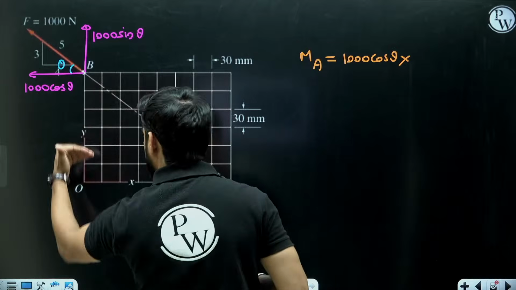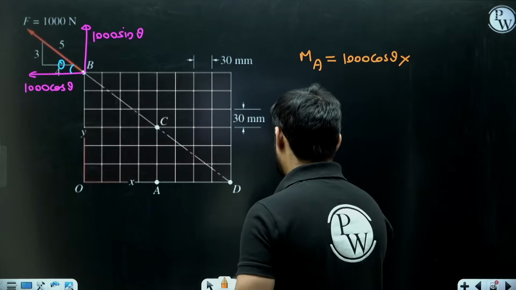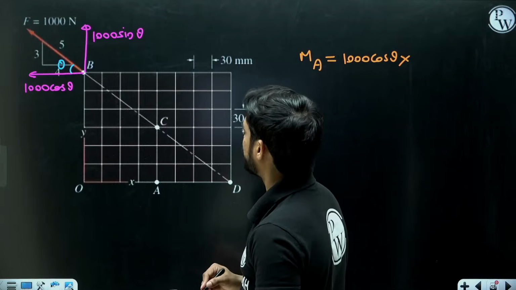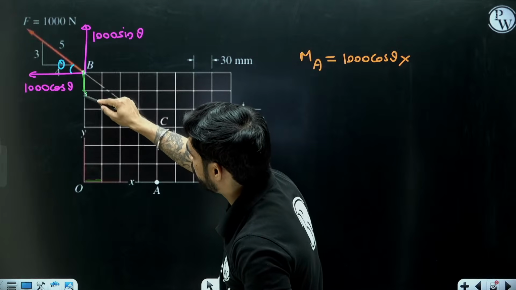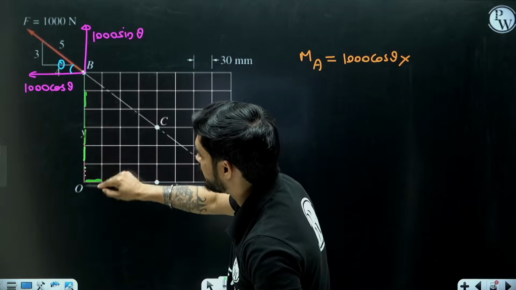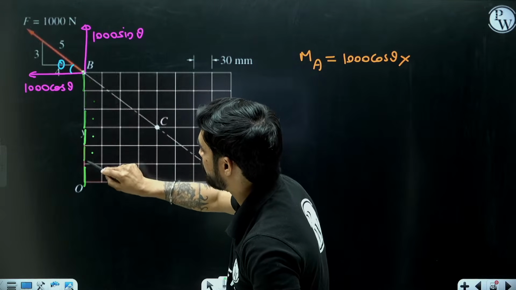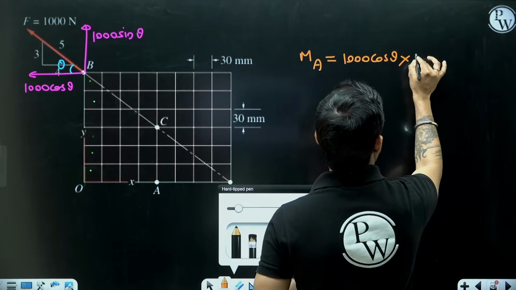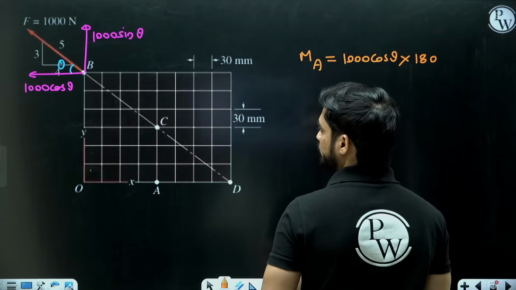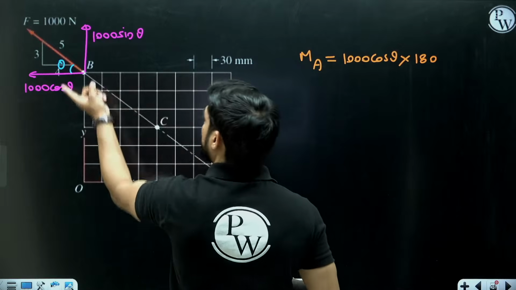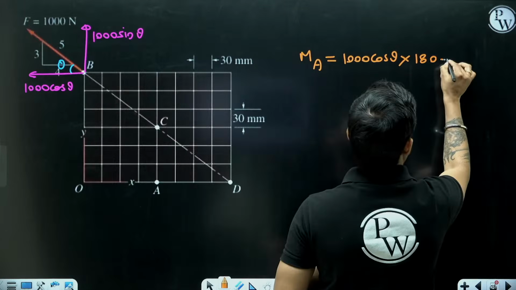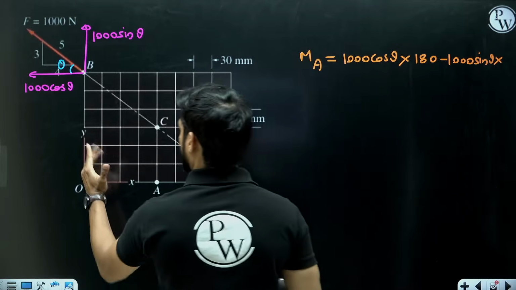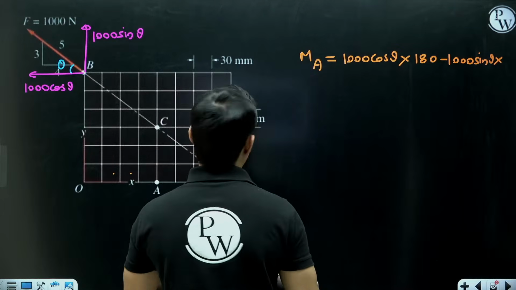multiplied by, what is this distance? Each block is of 30 mm. So 30, 30, 30, 30, 30, 30: 1, 2, 3, 4, 5, 6. So 1000 cos theta into 180 mm, and this is positive, minus 1000 sin theta into 1, 2, 3, 4, that is 120.